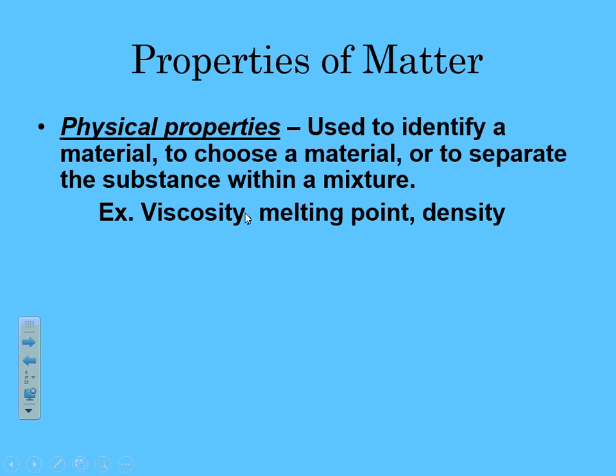What is viscosity? Does anyone know what viscosity is? It's kind of how quickly something pours out. If something is high in viscosity, it's going to have a hard time pouring out. Molasses has a high viscosity. How about motor oil? Motor oil pours out really quick, so motor oil would be an example of a low viscosity. So physical properties are things we can attach a number to. Melting point and density are just examples. We talked about boiling point. Those are things we can attach numbers to.